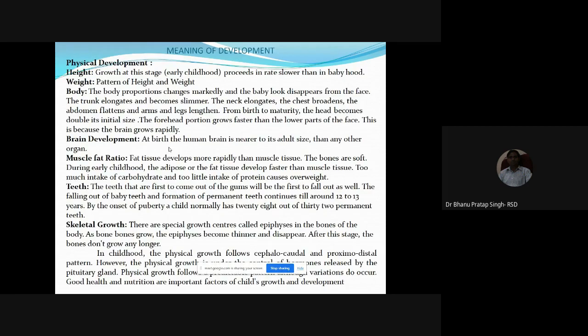First, what is development? That we all are aware. Development is a continuous process.